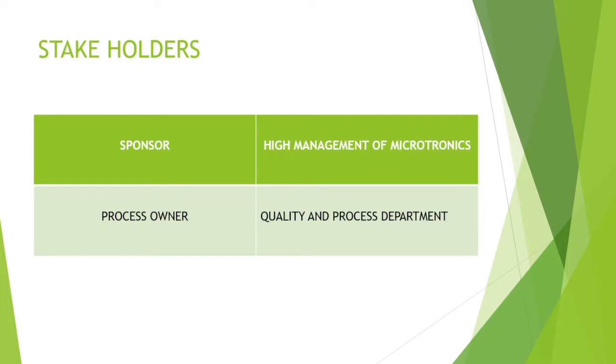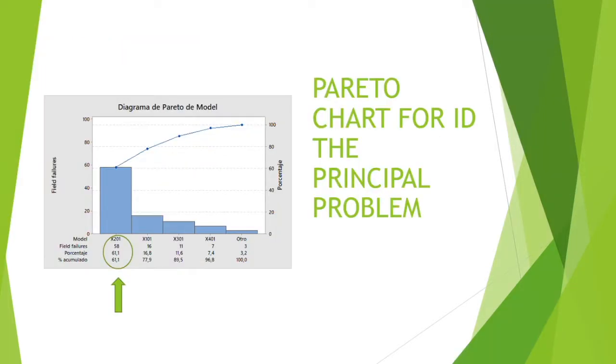For the stakeholders, we got the sponsor and the process owner. The sponsor will be the high management of Microelectronics, that could be the CEO. And for the process owner, it will be the quality and process department. To find the piece that is causing the major problem, we made a Pareto chart. And as we can see in the graph, it was the piece X201.